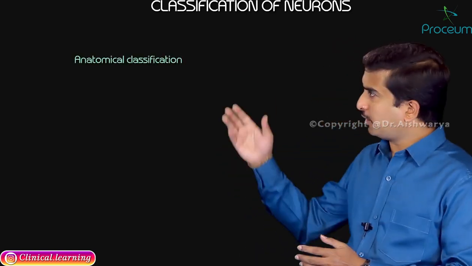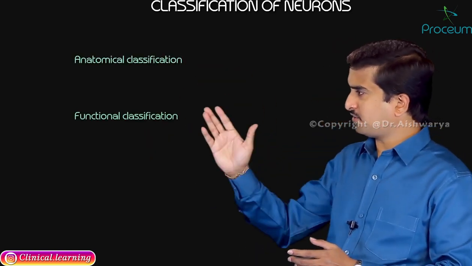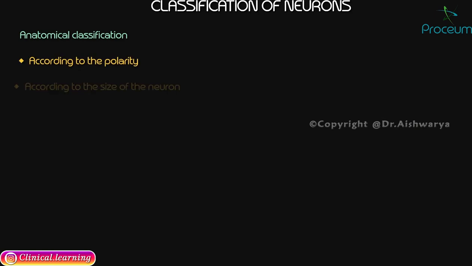We will discuss the classification of neurons. Here we have two types of classification: anatomical classification and functional classification. The anatomical classification is mainly done depending on the polarity as well as the size of the neuron. First, we will take the classification of neurons according to polarity.